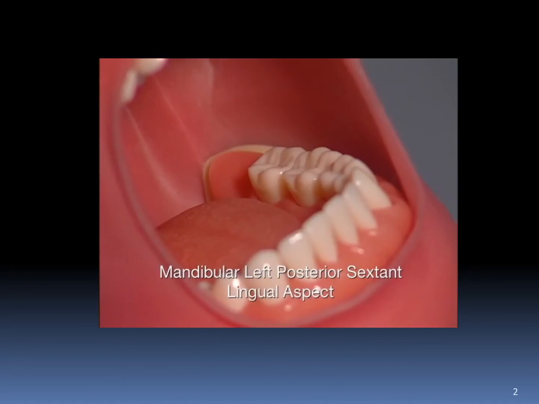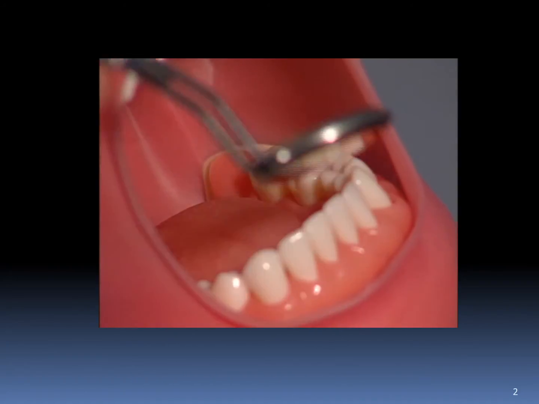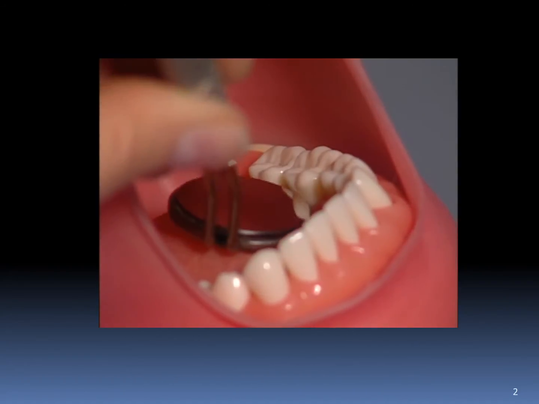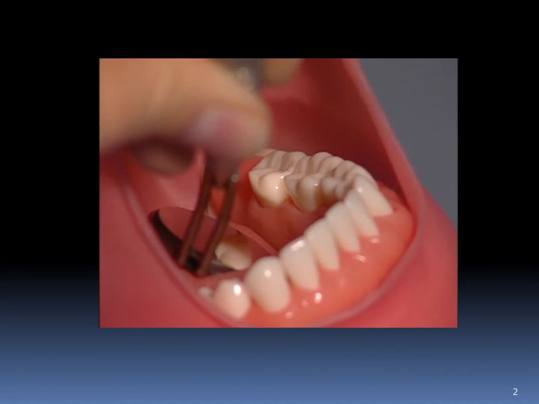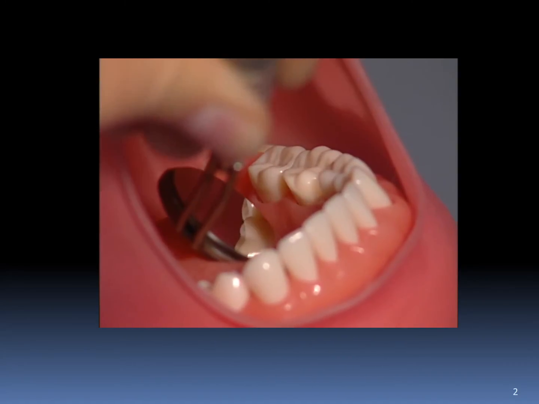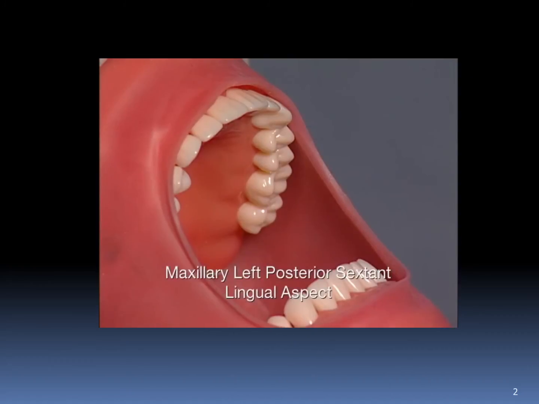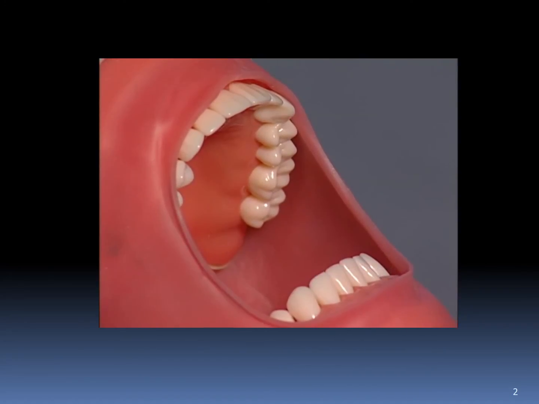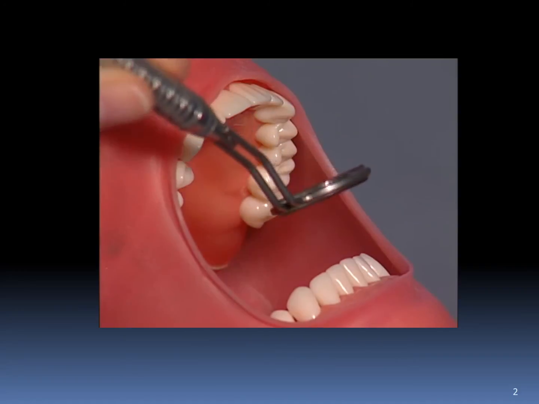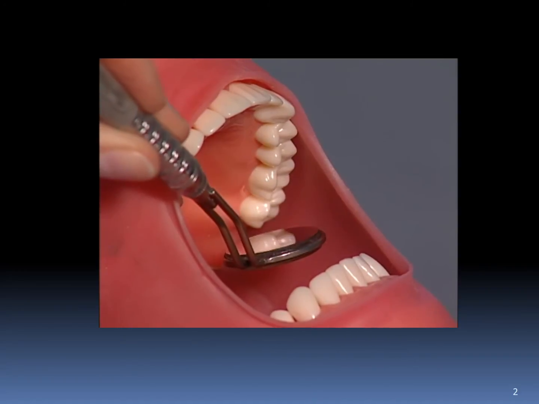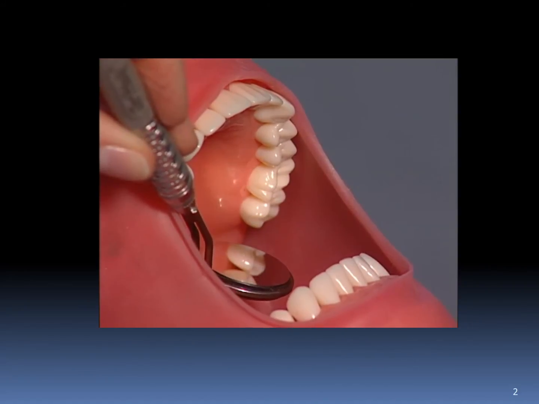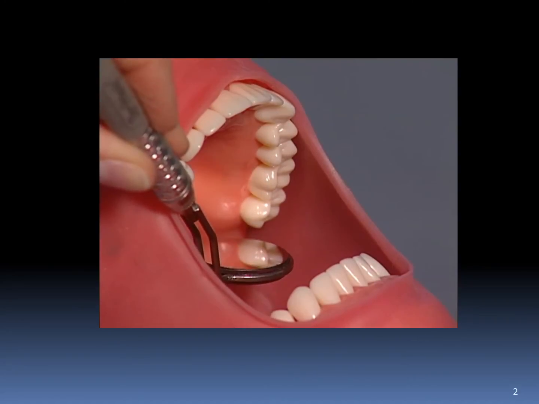Mandibular left posterior sextant, lingual aspect. Use the mirror to gently pull the tongue away from the teeth toward the midline of the mouth. Once in position, the mirror is also used for indirect vision of the tooth surface. Maxillary left posterior sextant, lingual aspect. Use the mirror to reflect light onto the tooth surfaces. Rotate the mirror head for a clear view of the distal surfaces.